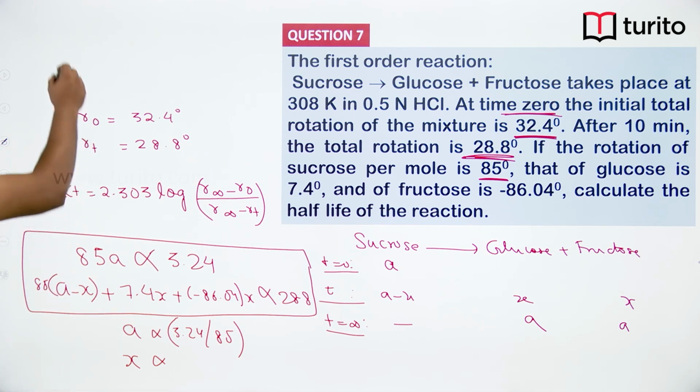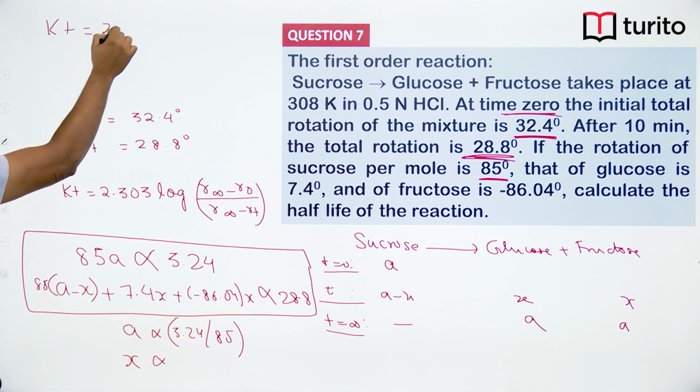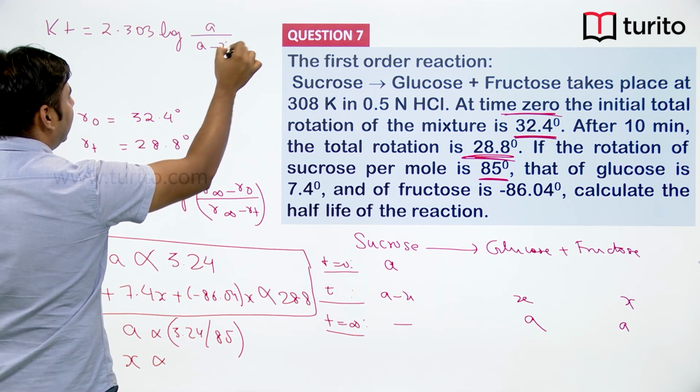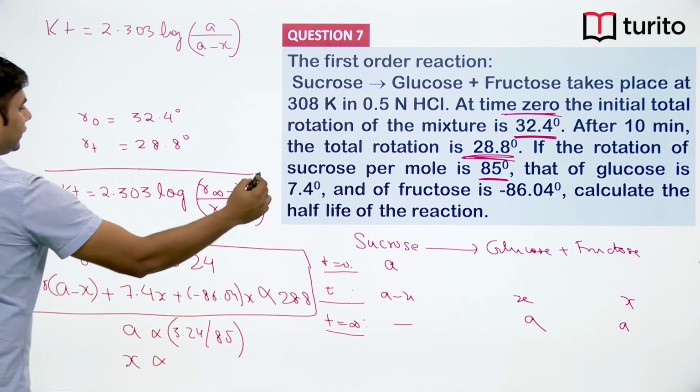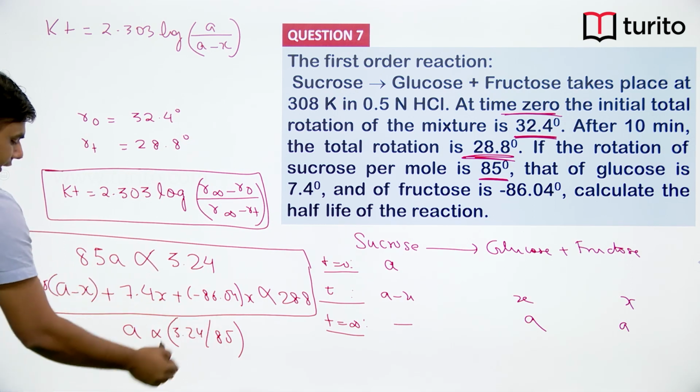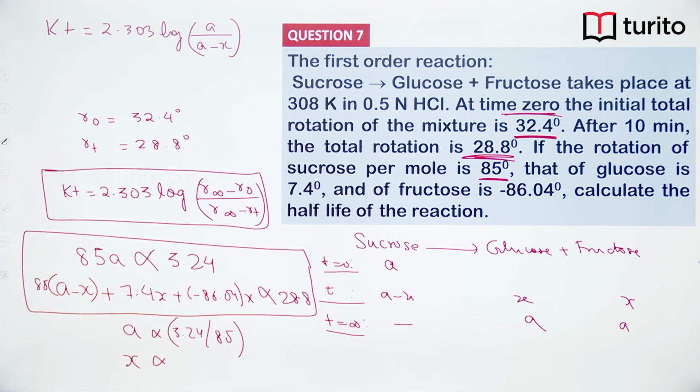So basically I can write Kt equals 2.303 log of A upon (A minus x), because R infinity was not given to us, so we cannot use the other equation. So basically we are solving it through the stoichiometry method. We know the value of A, from this we get x, we put the value of A and A minus x and time as 10 minutes, and we will get the value of K. I hope this is also clear to you.